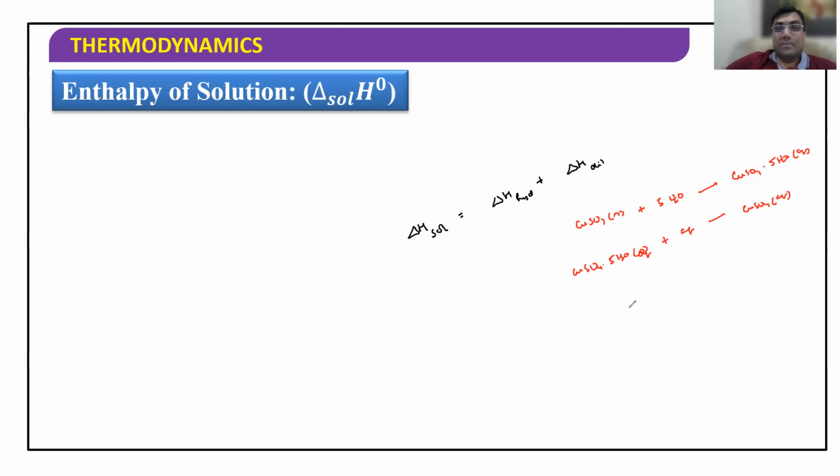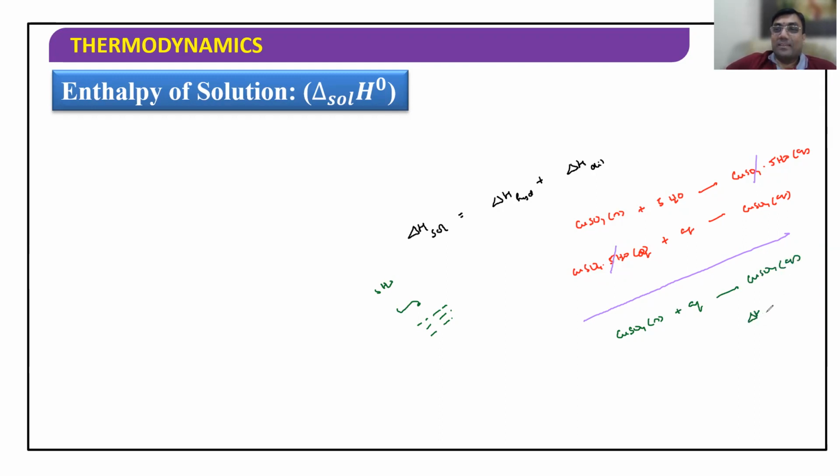Okay. So now add these two. When you add, listen carefully, this gets cancelled. Agreed or not? Now what do you get? CuSO4 solid plus 5H2O plus aqueous. Add 5 drops of H2O, what happens? Aqueous only. Very good. It gives rise to CuSO4 aqueous.